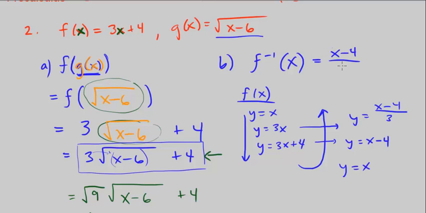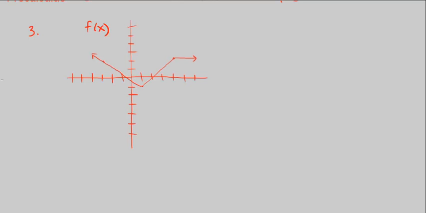x minus 4, over 3. Box our answer, and we're done with number 2. Okay, so let's go on to number 3.